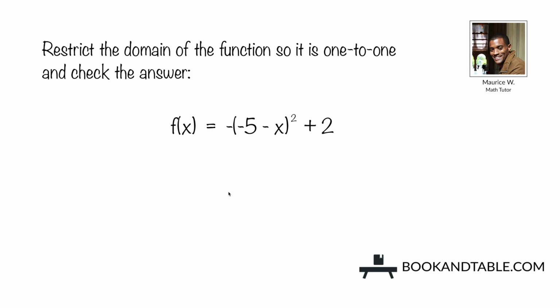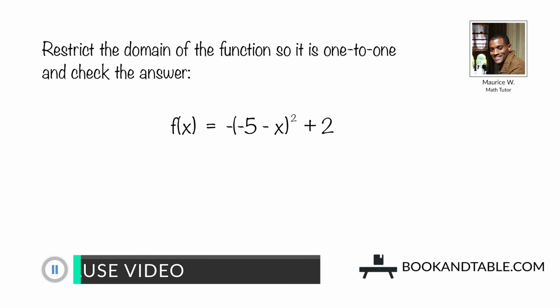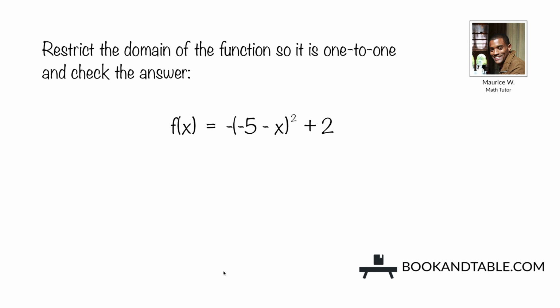Restrict the domain of the function so it is 1 to 1 and check the answer. And we are given f of x is equal to negative 5 minus x squared plus 2. Pause the video, answer this question, and then press play when you are ready to begin.